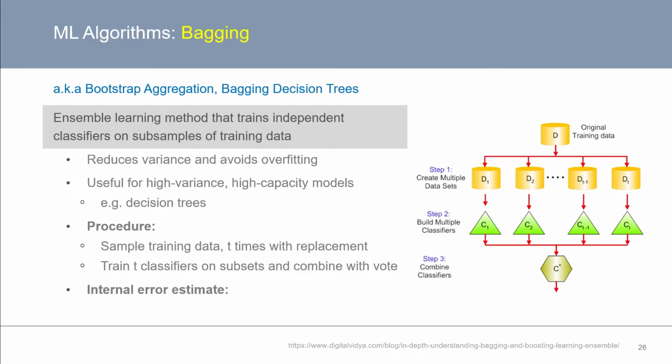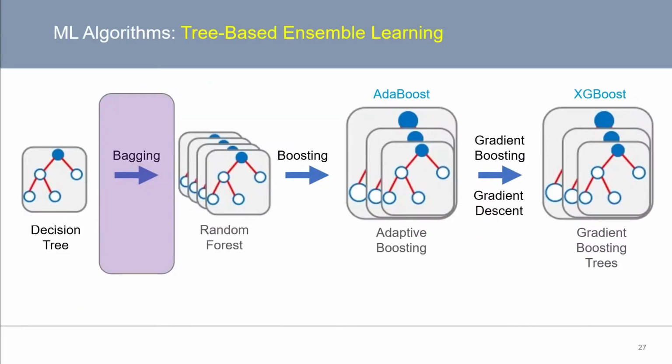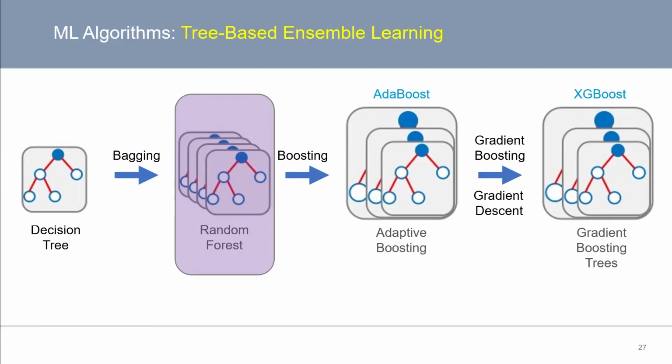Bagging also offers the opportunity to generate its own internal estimate of model performance called out-of-the-bag error. This error is the mean prediction error on each training instance using only the trees in the ensemble that didn't have that respective instance when that particular tree was trained.